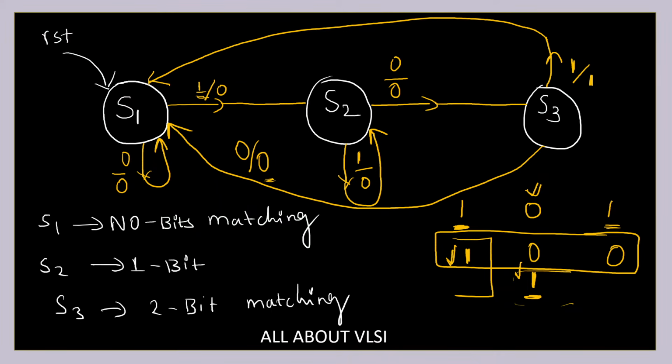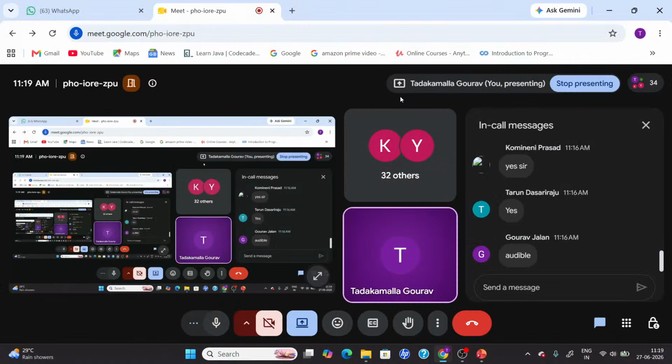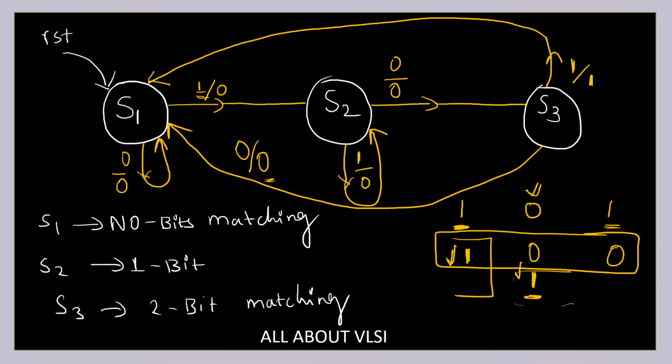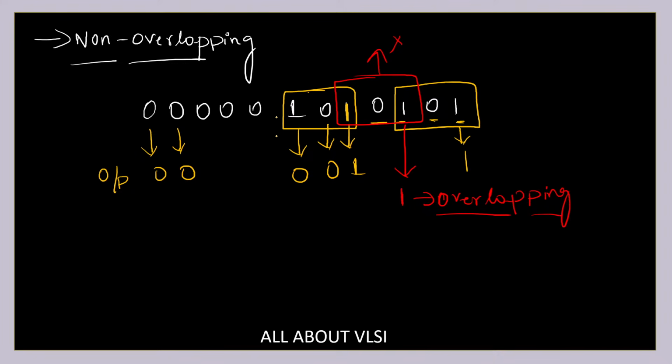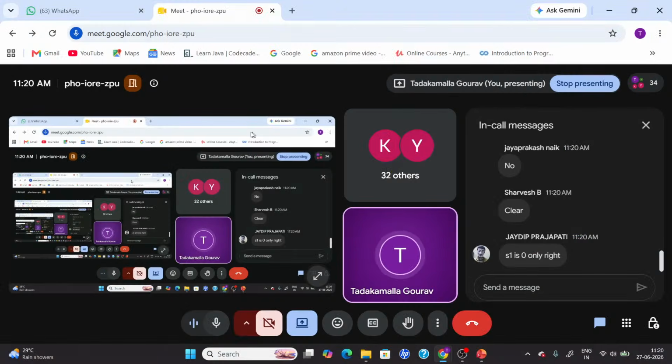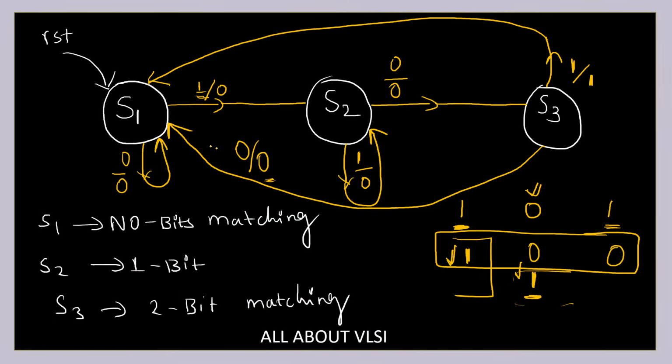So this is only level 1, the easiest level which we are dealing with now. Any doubts or any queries in this? Great. Okay. Then let's move forward. S1 is zero only, right? Yeah, I'm coming to S1 and my output is zero if the sequence has not been matched.